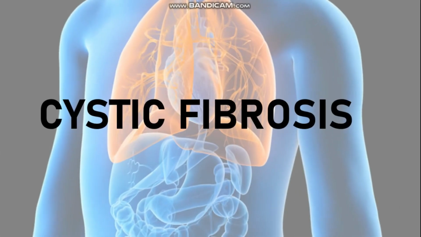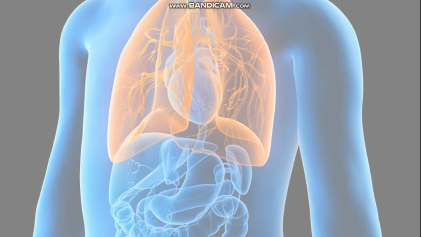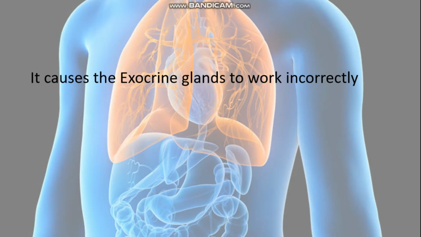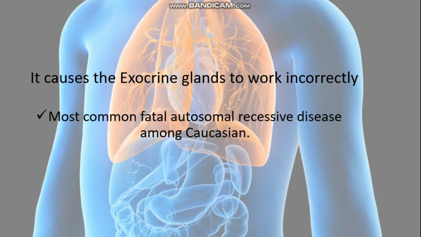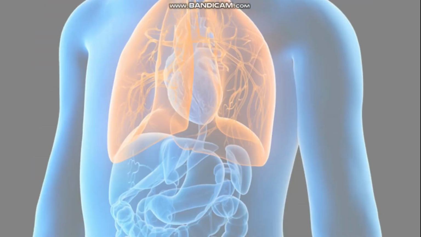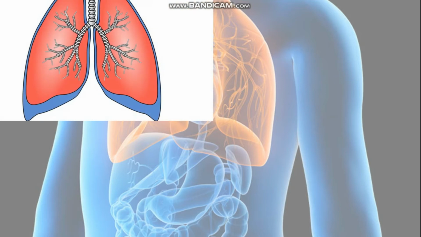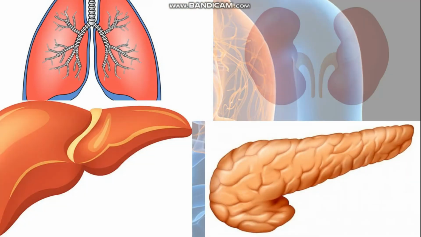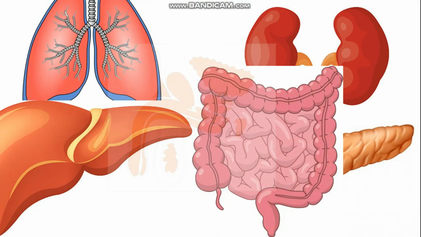Cystic fibrosis. Cystic fibrosis is an autosomal recessive genetic disorder that causes exocrine glands or secretory glands that produce mucus and sweat to work incorrectly. It is the most common fatal autosomal recessive disease among Caucasians or persons of European origin. This disorder mostly affects the lungs, pancreas, liver, kidneys, intestines, and sex organs.